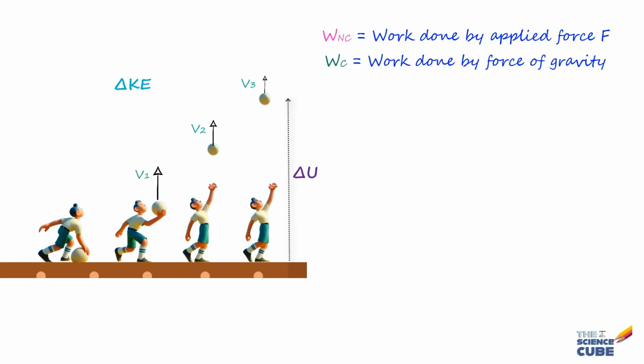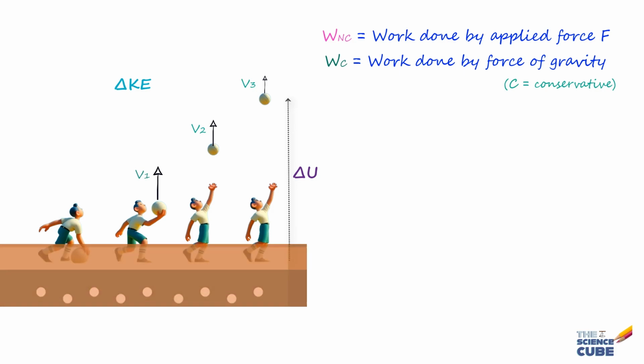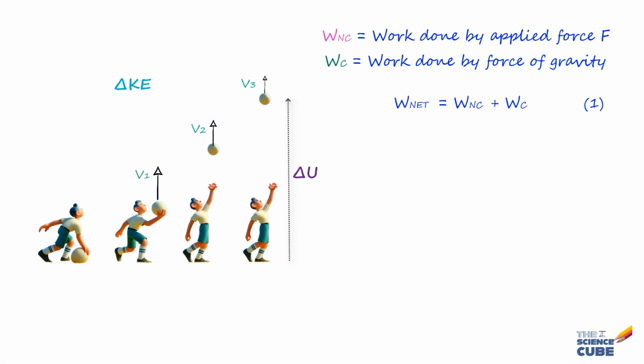And therefore, we can say that the net work done, or the total work done, is the sum of work done by the non-conservative force and the conservative force. Now, we also know that net work done brings about a change in kinetic energy of the object and is given by the work energy theorem. And also, the relationship between work done by conservative force and potential energy is W_C is equal to minus delta U.